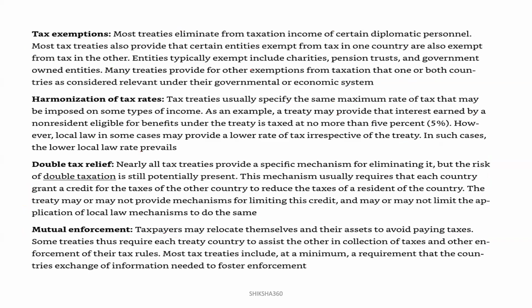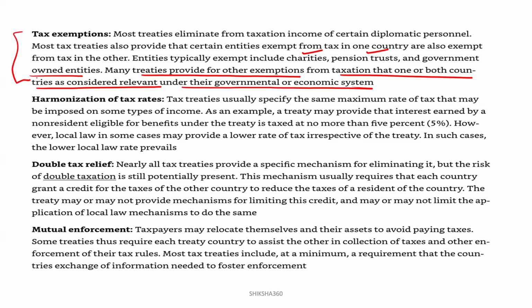Tax exemptions. Most treaties eliminate from taxation the income of certain diplomatic personnel. Most tax treaties also provide that certain entities exempt from tax in one country are also exempt from tax in the other. Entities typically exempt include charities, pension trusts, and government-owned entities. Many treaties provide for other exemptions from taxation that one or both countries consider relevant under their governmental or economic system.